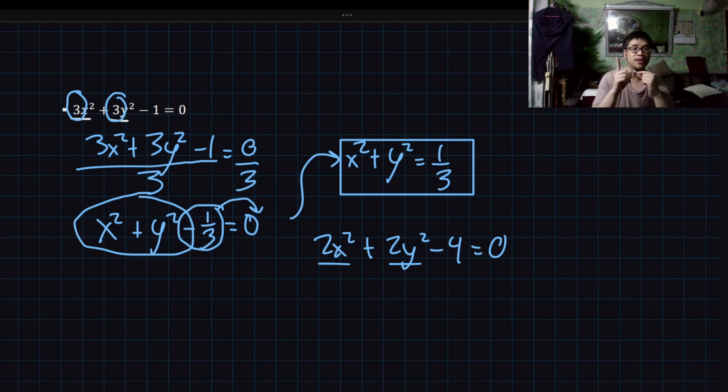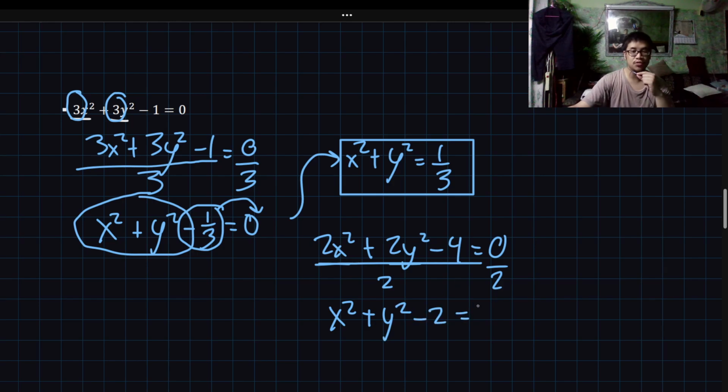First step, we will divide the equation by what? By the number or the coefficient of x squared and y squared. Since both of them have 2, we will divide both sides by 2. 2x squared divided by 2, x squared. Plus 2y squared divided by 2, y squared. Negative 4 divided by 2, negative 2. 0 divided by 2, 0.